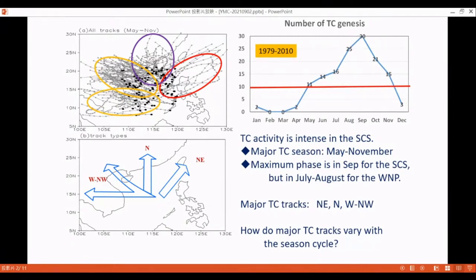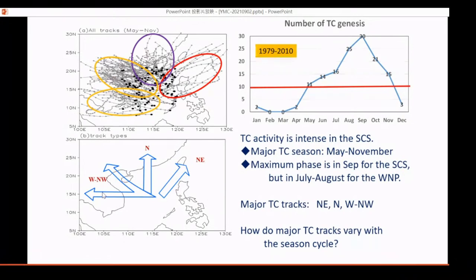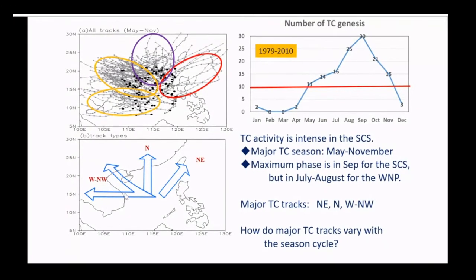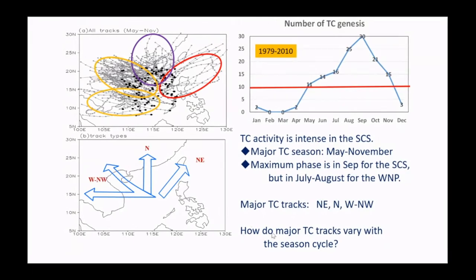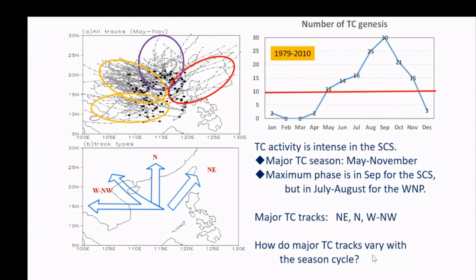And then for the TC track here, we can separate the tracks of the South China Sea TCs into several major types. We can see the northeastward into the Philippines and Taiwan, or northward into southern China, northwestward into southwestern China, or westward into the Indochina Peninsula. So in this study, we separated these TC tracks into three major types: northeastward, northward, and westward plus northwestward. So the first question is, how do TC tracks vary with the seasonal cycle?